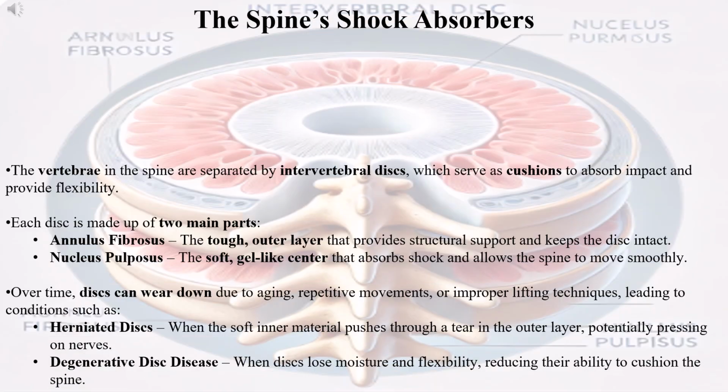The vertebrae in the spine are separated by intervertebral discs, which serve as cushions to absorb impact and provide flexibility. Each disc is made up of two main parts: annulus fibrosus, the tough, outer layer that provides structural support and keeps the disc intact; nucleus pulposus, the soft, gel-like center that absorbs shock and allows the spine to move smoothly.